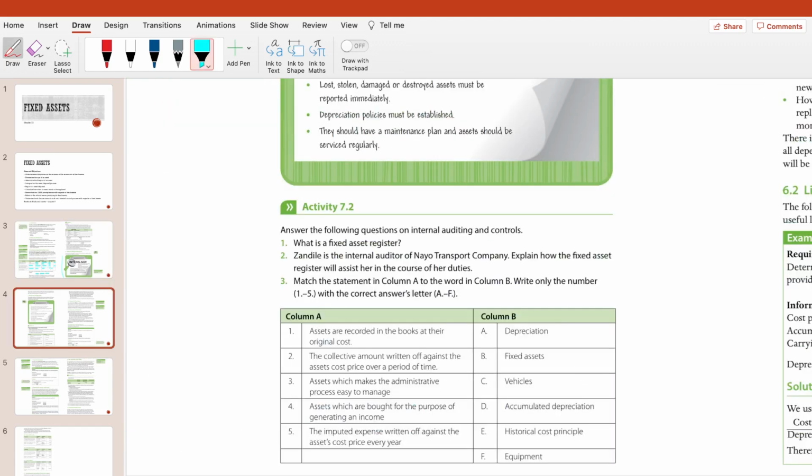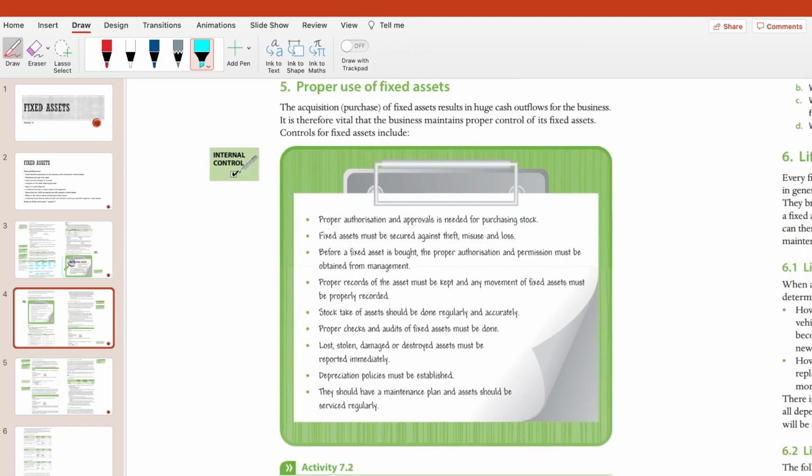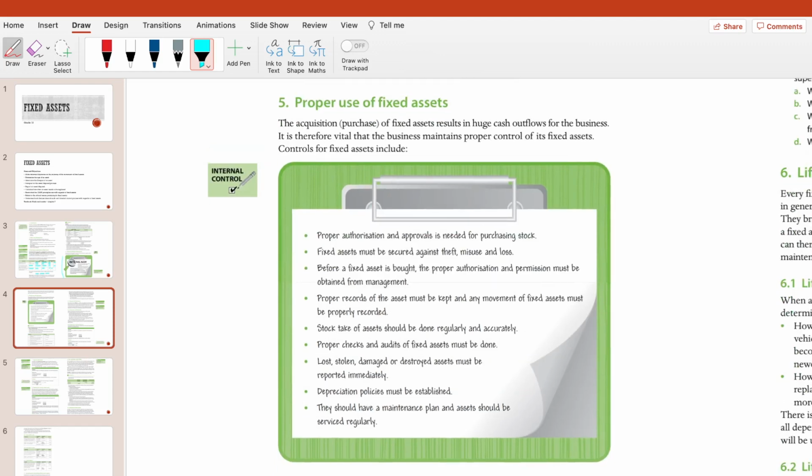After an audit is done, the audit will see if everything is in place, and the business should then fix any broken assets or get rid of any redundant ones. They must also see if any fraud happened and fix that. The proper use of fixed assets: acquisition or purchase of a fixed asset usually results in a huge cash outflow for the business if they pay cash, or they can pay by taking out a loan or on credit, paying it off in the end.